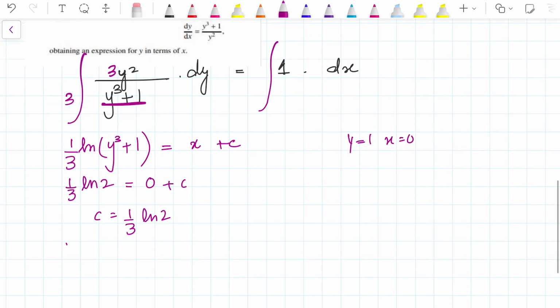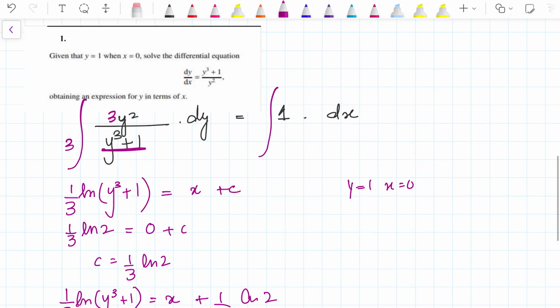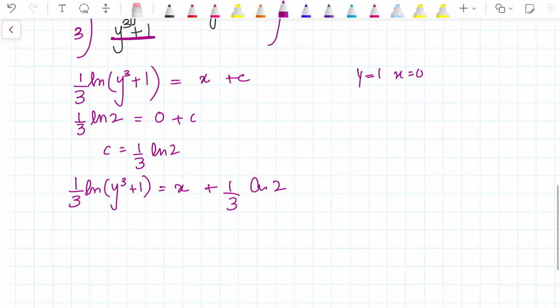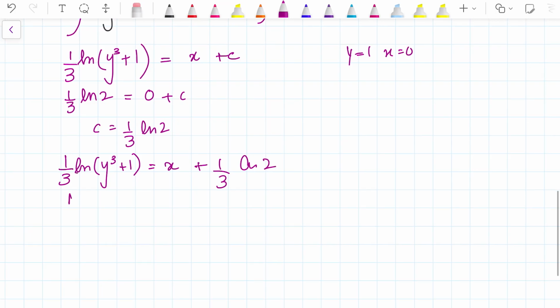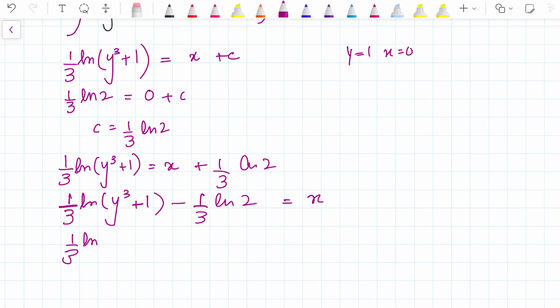Okay, now here 1 upon 3 ln y cube plus 1 equals x plus 1 upon 3 ln 2. We have to express y in terms of x. That means you have to make y the subject. So let's take all ln's to one side. Whenever you have ln's in multiple terms, you have to take them to one side. Take 1 upon 3 ln common out.